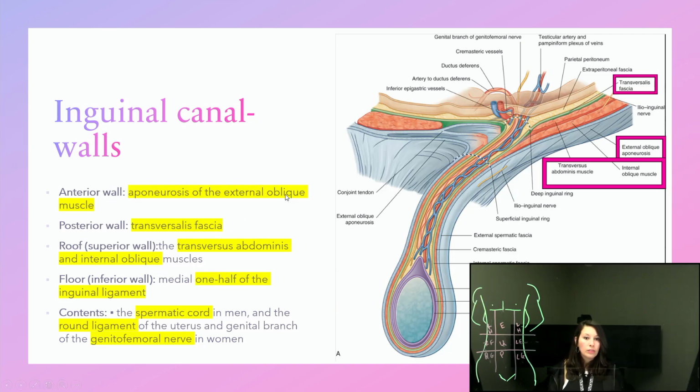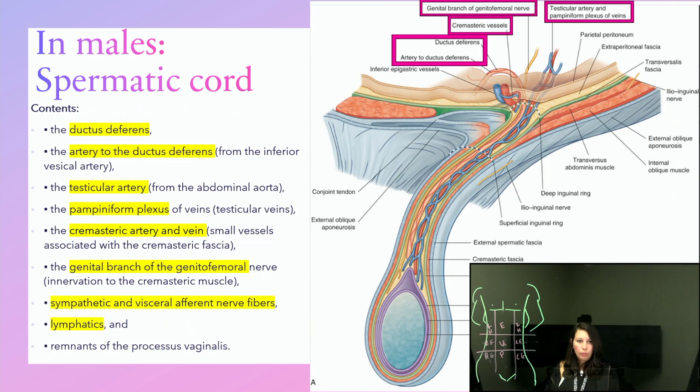The walls include an anterior wall made by the aponeurosis of the external oblique, and the posterior wall by the transversalis fascia, which I'm including here. The roof, or superior wall, is made by the transversus abdominis and internal oblique muscles. Here's transversus abdominis. And the floor, or inferior wall, is the medial half of the inguinal ligament. The contents of the inguinal canal, like I said, are the spermatic cord, round ligament, and the genitofemoral nerve.